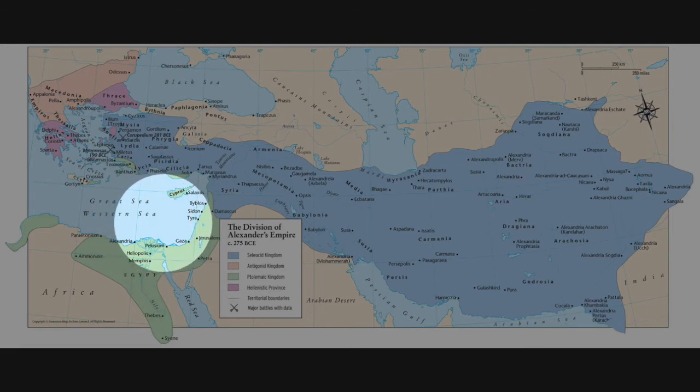But I want you to notice that the border between the dark blue area and the green area stretches right across the area of Palestine. Specifically, the line is drawn here at this point in time, right around Damascus. This area is going to be a border area between the Seleucids and the Ptolemies, and it's going to be an area that's going to be contested for many, many years.